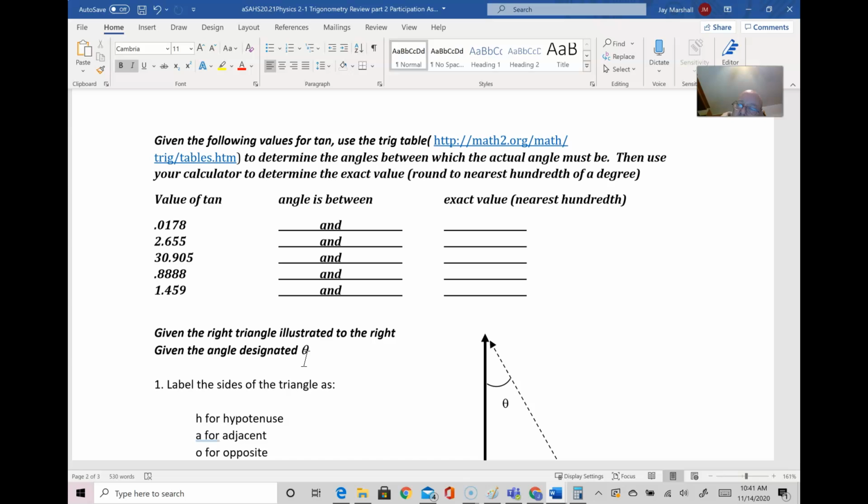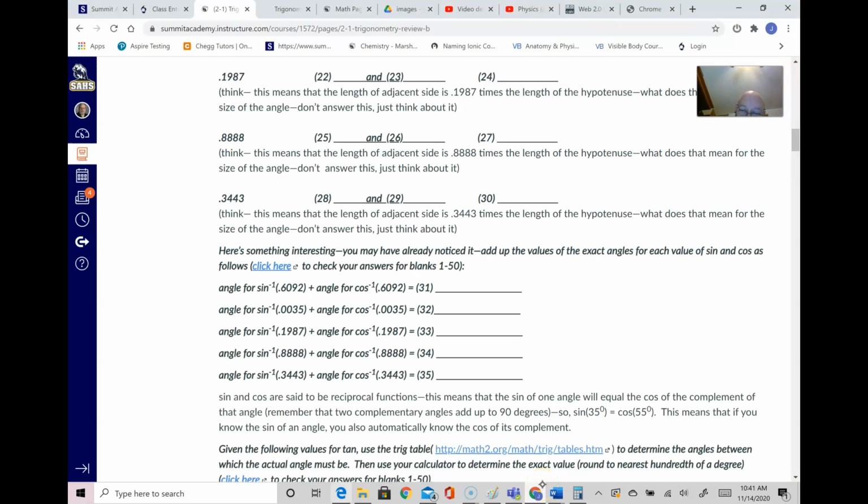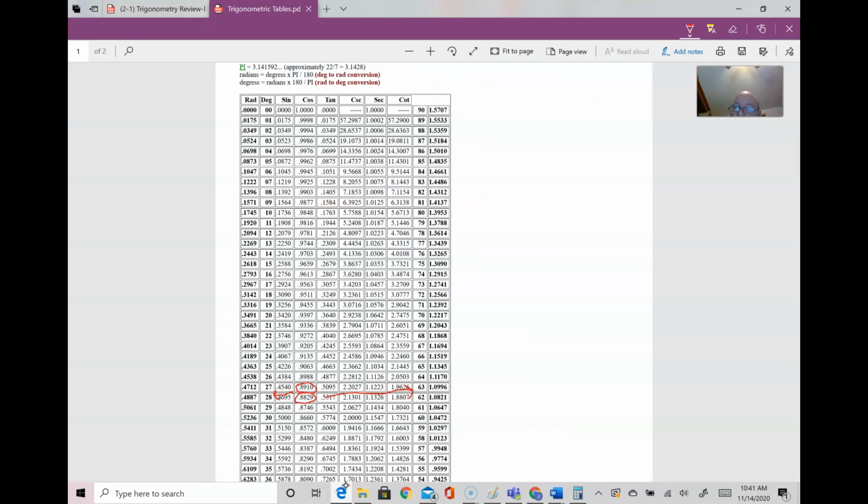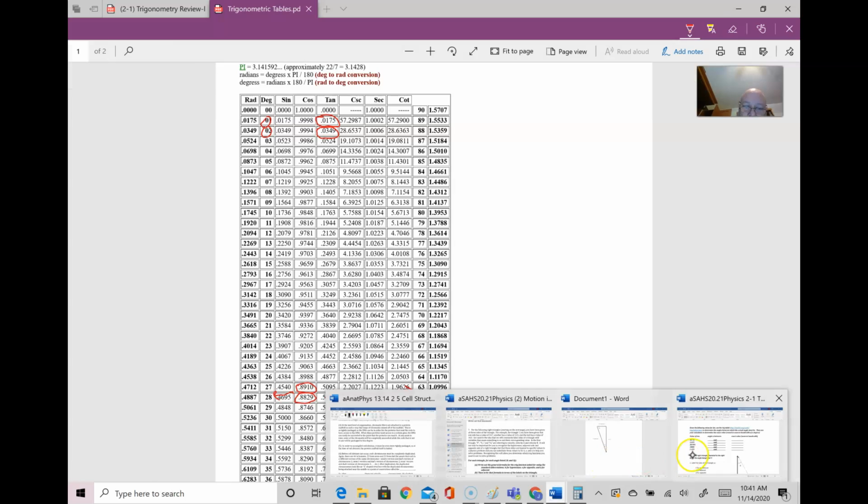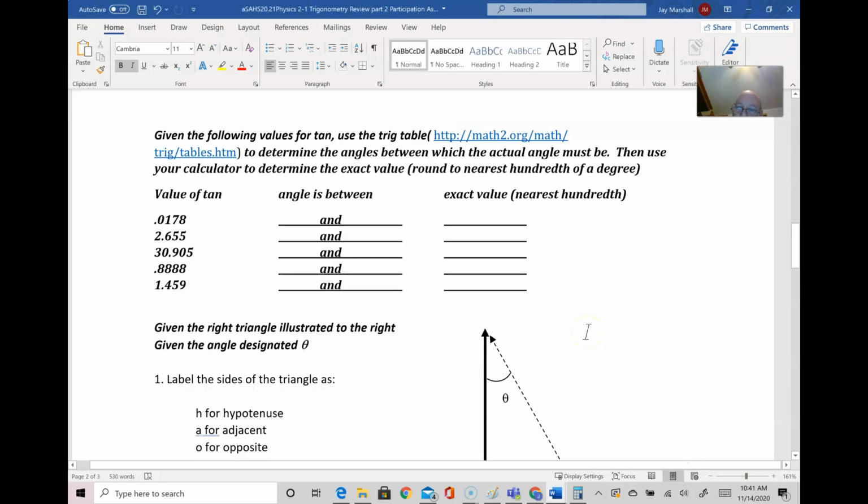Okay, and then we want to do the same thing for tangent, and I'll do the first one here for you. Well, actually, I'll do a couple of them so that we can get both sides of the trig table thing. So if I have a tangent of 0.0178, and I go to my trig table, and I see tangent here, 0.0178 is going to be between this number and this number. So my angle will be between 1 and 2 degrees. So I'll go to my worksheet and I'll write down angle is between 1 and 2 degrees.